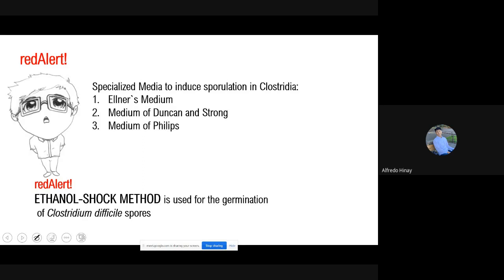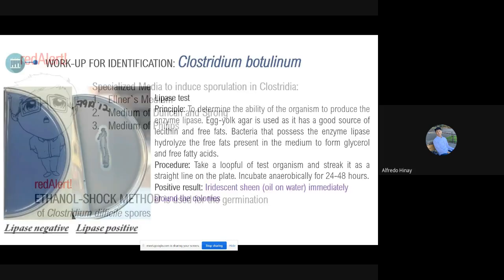Okay? Tapos board exam question 2019 naman class, kaya tinanong sa akin to ng estudyante ko, kay sir, para saan daw yung ethanolic shock method? So for your ethanolic shock method class, this is used for the germination of your Clostridium difficile spores. So please take note with this one, baka kasi ibalik yung tanong, okay, you have your ethanolic shock method for your Clostridium difficile spores.